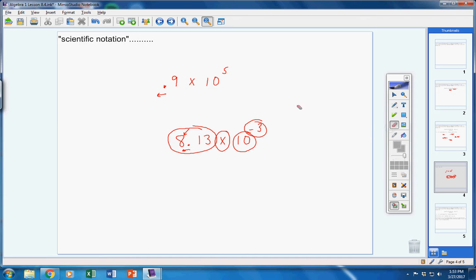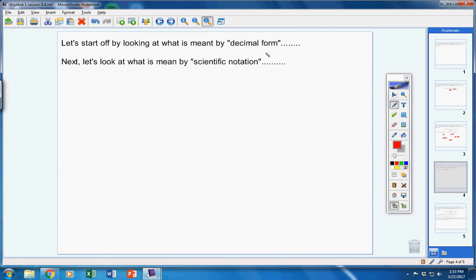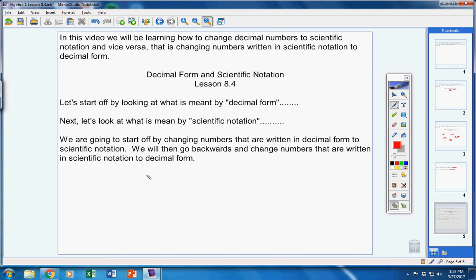Okay. So, moving on. You need to understand what we're talking about when we say things like decimal form and scientific notation. Alright, let's continue on. Now, we're going to start off by changing decimal form numbers to scientific notation, and then we'll go backwards and change numbers that are written in scientific notation to decimal form. Alright, so here we go. Please take some really good notes and pay attention, okay?